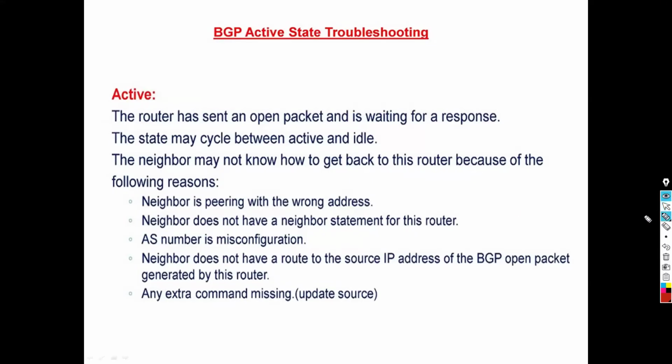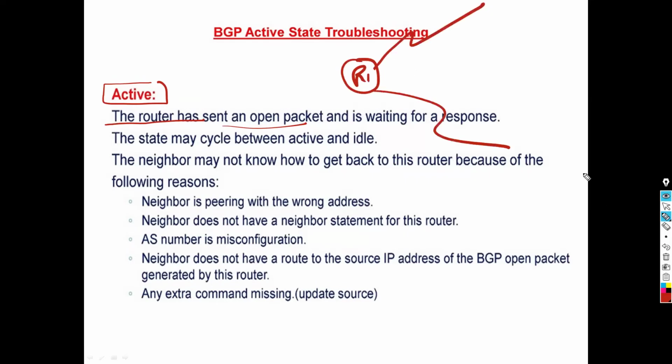How to troubleshoot? What is the problem? What is the issue in this design? We are getting this active state message. The problem is the router has sent an open packet. R1 is sending a BGP open packet to each router, to each loopback interface, and is waiting for a response. The state may cycle between active and idle.